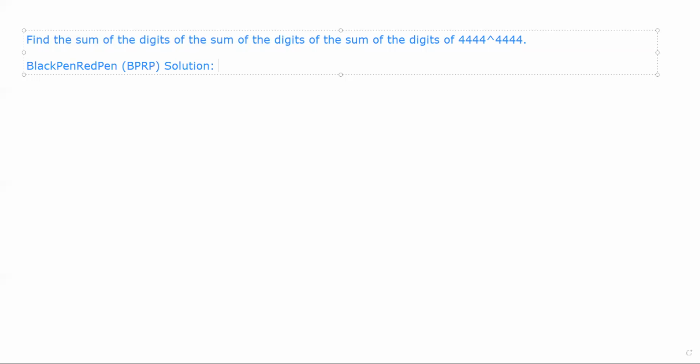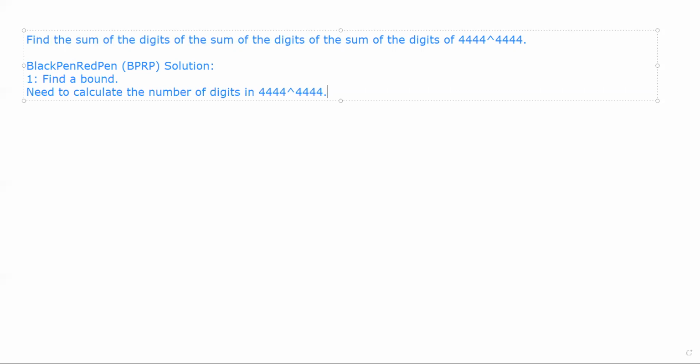They use the same principles, but I'm assuming you guys have watched the videos on Black Pen Red Pen and Michael Penn, so I'm just going to briefly summarize them. Basically, he first finds a bound. So step one, find a bound, and then he needs to calculate the number of digits in 4444 to the power of 4444.